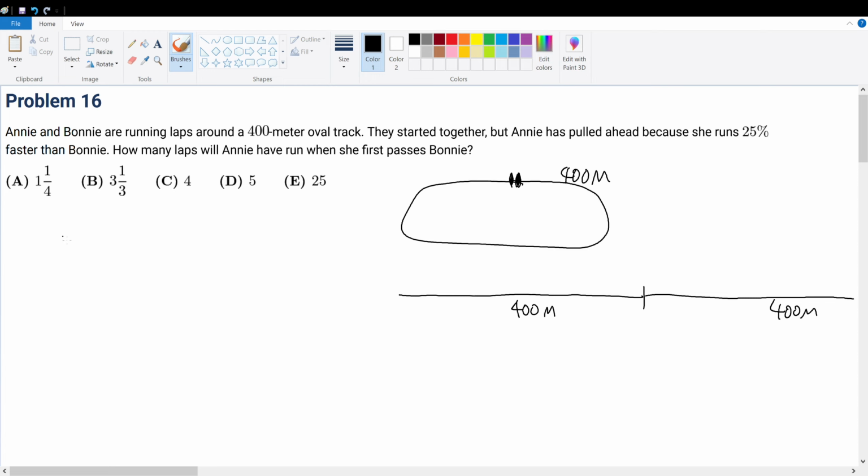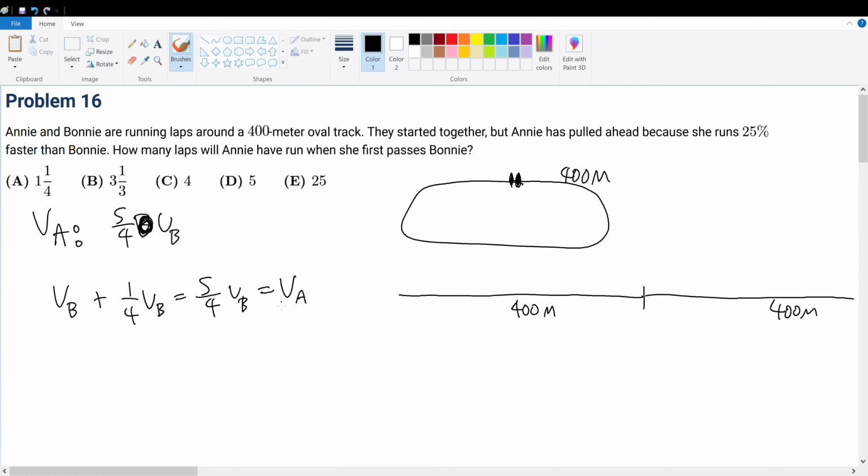We know Annie, right? She runs 25% faster than Bonnie. So what is the velocity of Annie? Well, the velocity of Annie must be 25% faster. That's 5 over 4 VB. And why is that the case? Well, let's say that the velocity of Bonnie is VB, right? So then if we want 25% more, that's VB plus 1 over 4 VB. And if you combine this, that's 5 over 4 VB. So that's why we have this to be equal to VA.